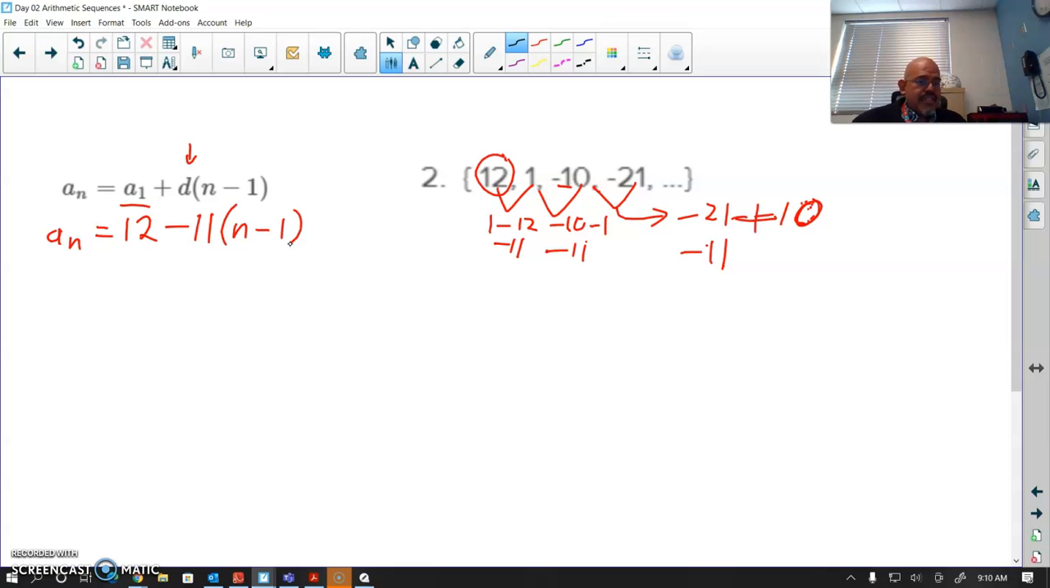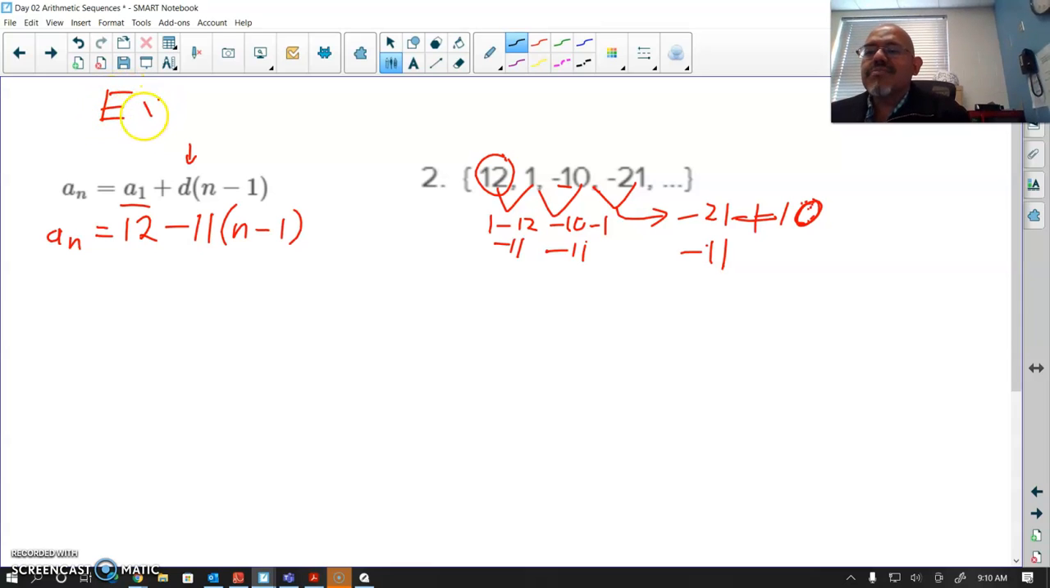So this is explicit. This will give us any term. All we need to do is plug in, and it'll shoot out a number. Recursive is a little bit different. This states that we're going to be working with our terms.